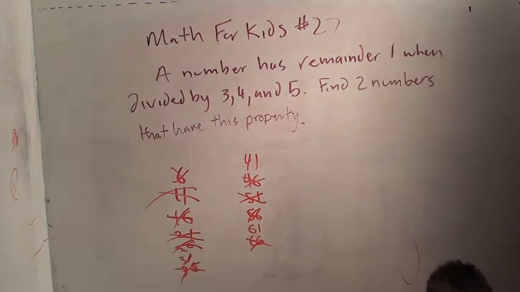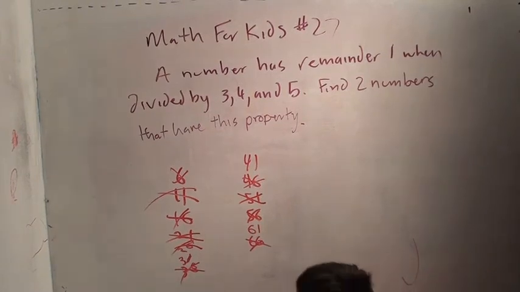Great, so it has remainder 1 when you divide by 3, and remainder 1 when divided by 5. But 4 goes into 32. So what's the remainder when you divide 31 by 4? 4 goes into 28, so the remainder is 3. The remainder is 3, yep.